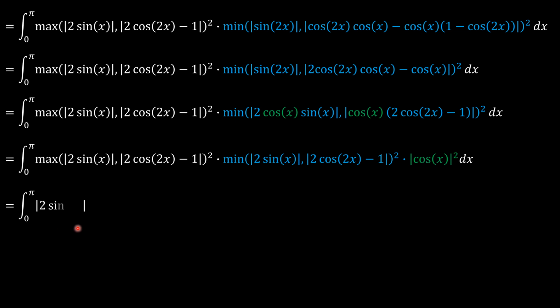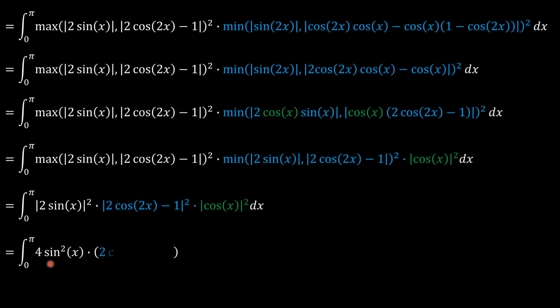So we're just going to say this is the same as the product between the square of the absolute value of 2 sine x and the square of 2 cosine x minus 1 absolute times the square of cosine x absolute. And even these absolute values kind of vanish, because now if you're looking at the square, it means they're all positive at all those points. So we're just going to look at the product of the square of actually 4 sine squared x, the square of 2 cosine 2x minus 1, and the square of cosine x.